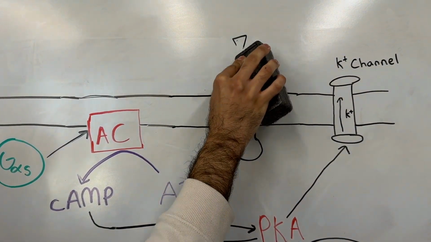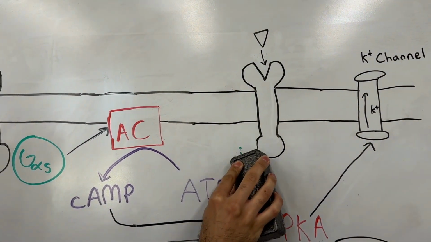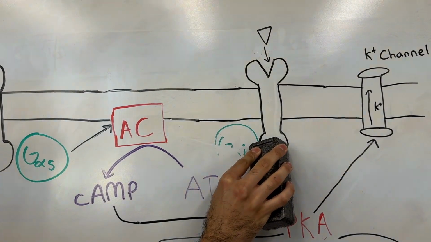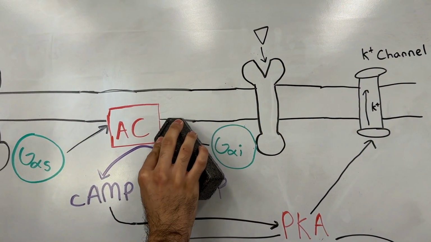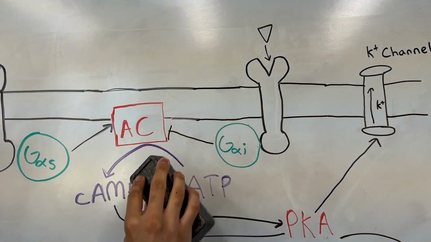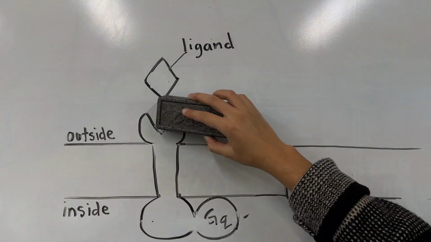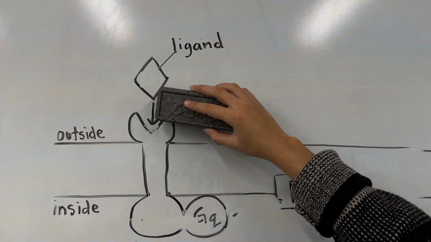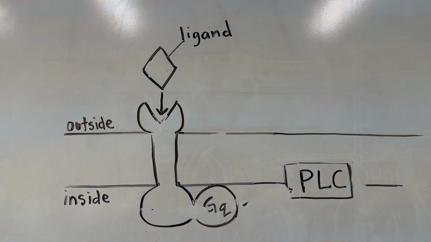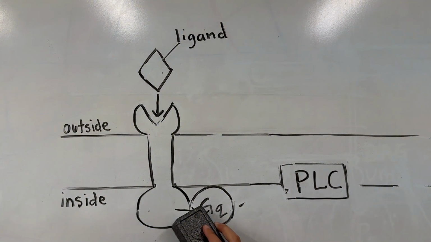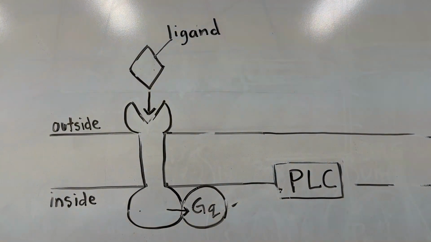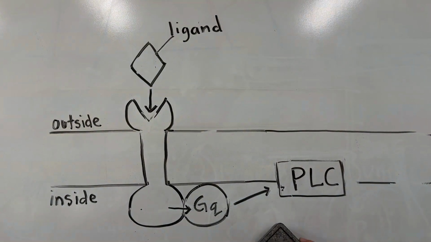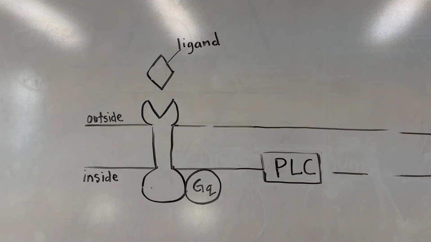Furthermore, when the alpha subunit of the GI protein gets activated, it inhibits adenyl cyclase, which would ultimately cause the net contraction of smooth muscle through the same mechanism. In the GQ transduction pathway, a ligand first binds to a receptor. Then the alpha subunit of the GQ protein dissociates and activates phospholipase C, or PLC.